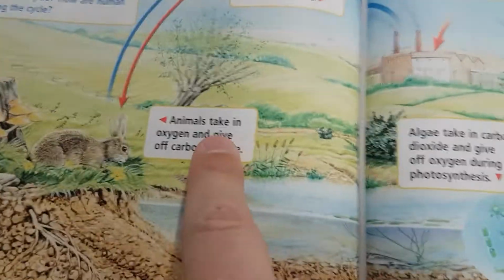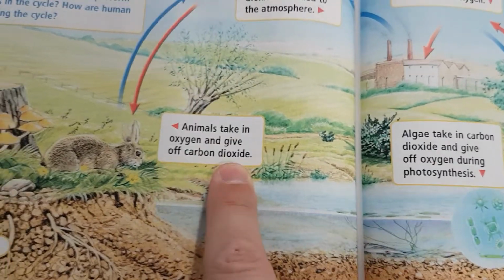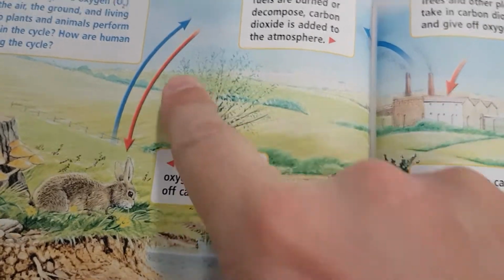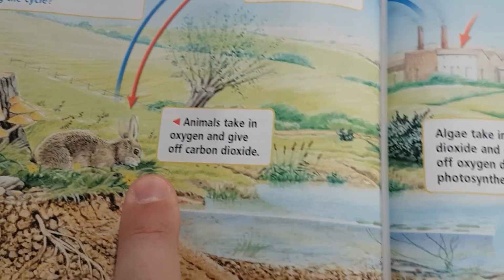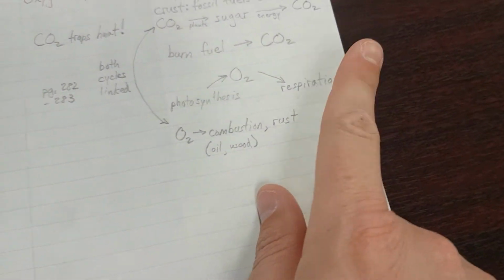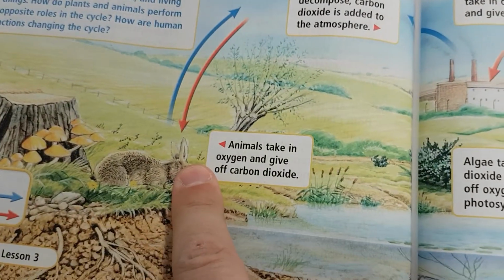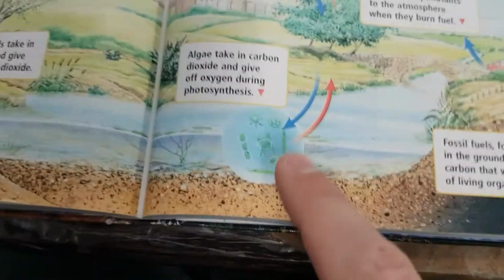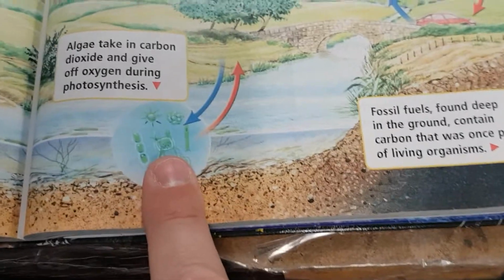Animals, on the other hand, take in oxygen and give off carbon dioxide, the opposite. So the oxygen is coming in for them to breathe, for respiration, and they give off carbon dioxide that the plants and algae will use later.